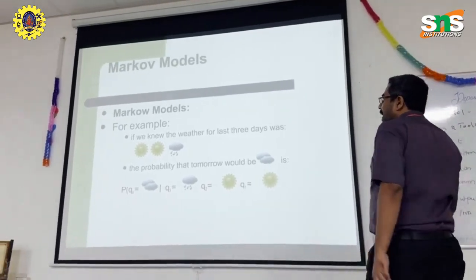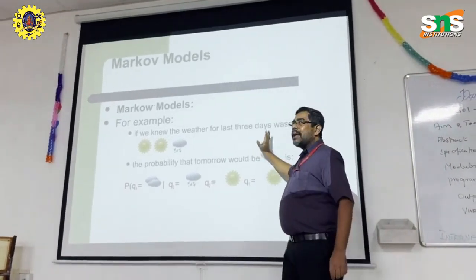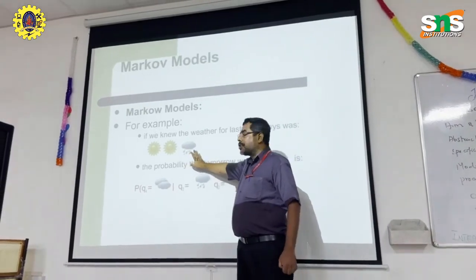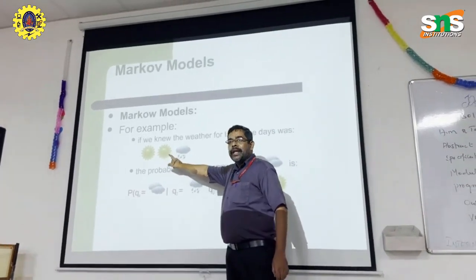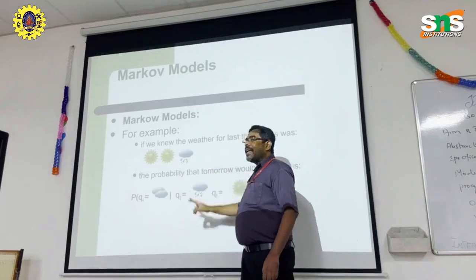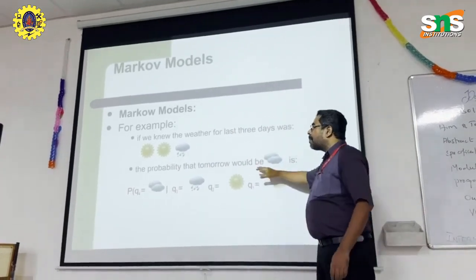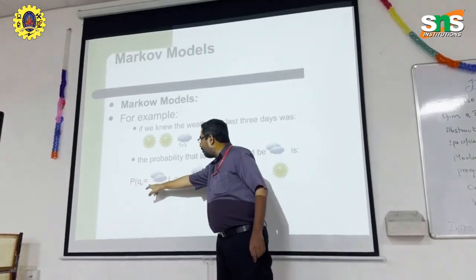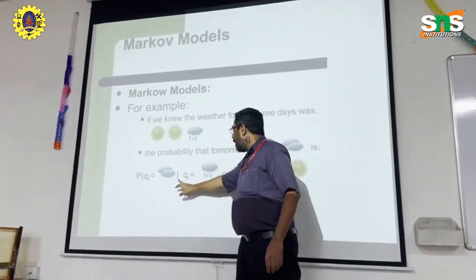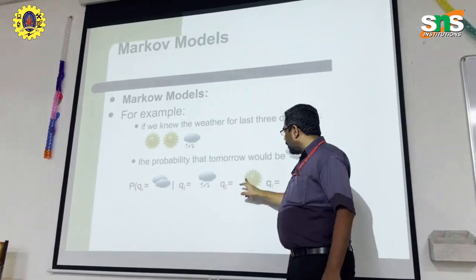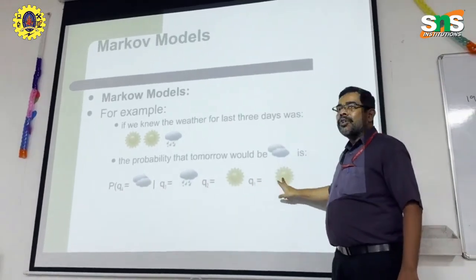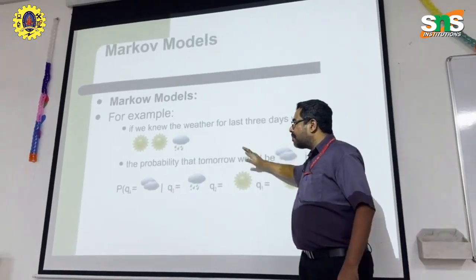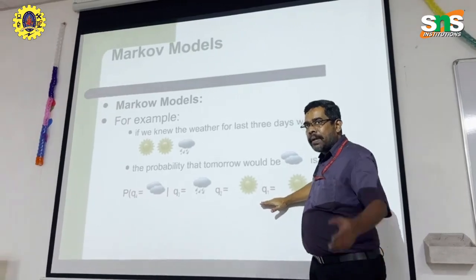We are taking an example. For the last 3 days, these are the climatic conditions. On day 1 it is sunny, day 2 it is sunny, and on day 3 it is rainy. From that, I have to find out the probability. So P of Q4 is cloudy, given Q3 is rainy, Q2 is sunny, and Q1 is sunny. From these parameters I am deriving this probability condition.